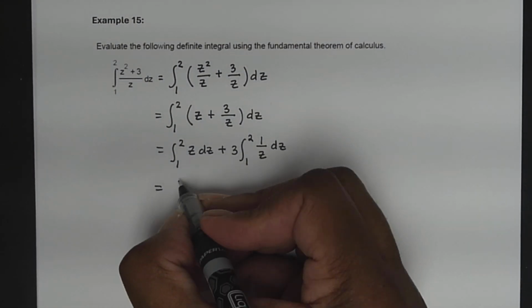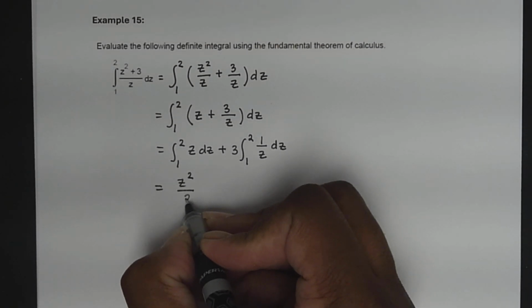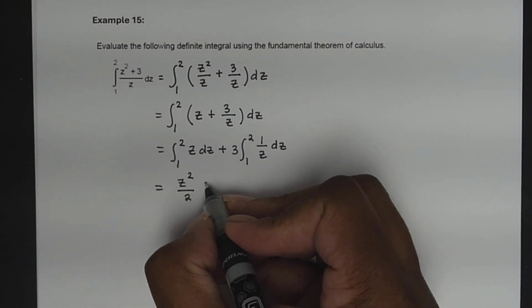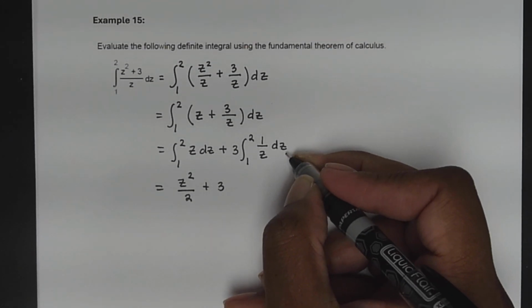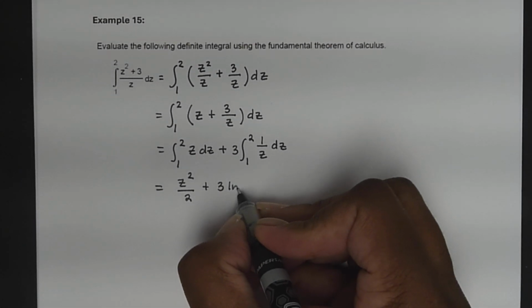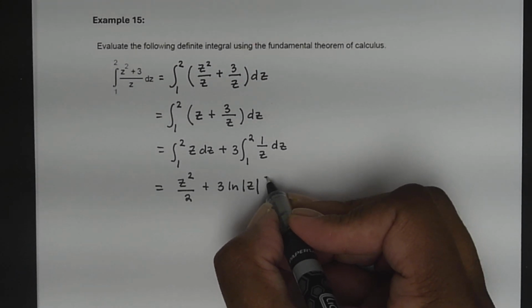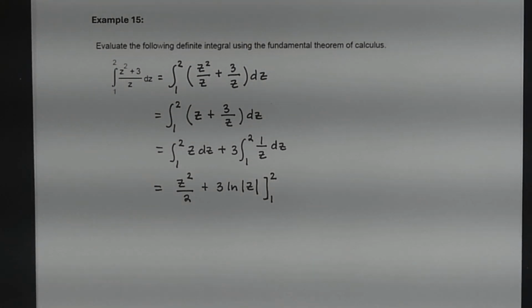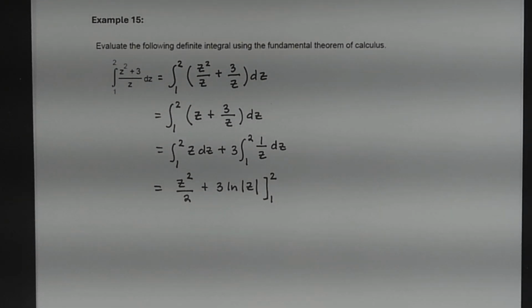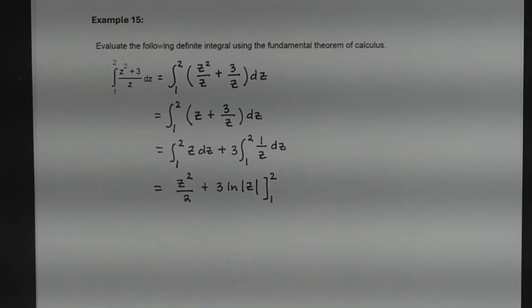If I integrate z dz, this will be increasing the power by 1, so it'll be z squared over 2, plus 3 times the integral of 1 over z dz, which will just be the natural log of the absolute value of z. And this will be from 1 to 2. Keep in mind, the integral of 1 over z dz or 1 over x dx will be the natural log.